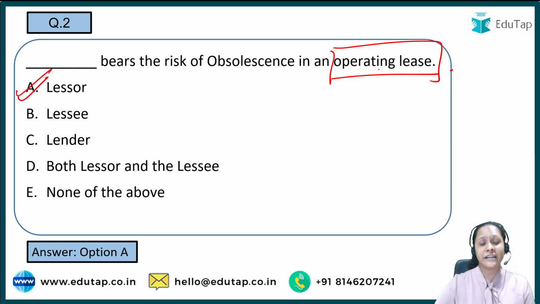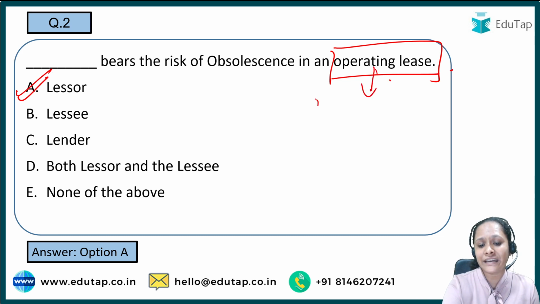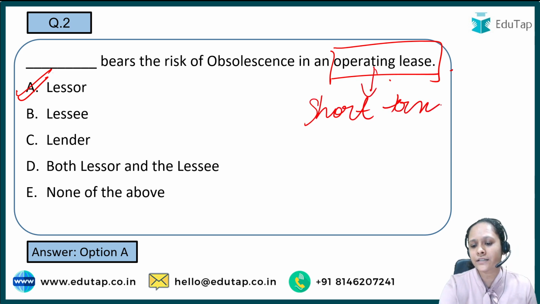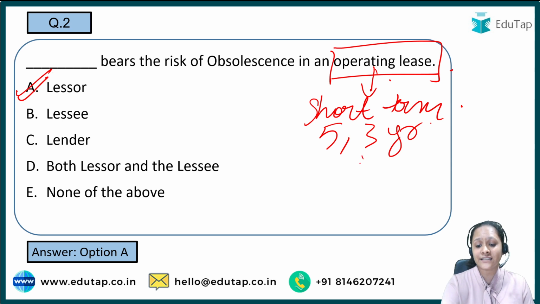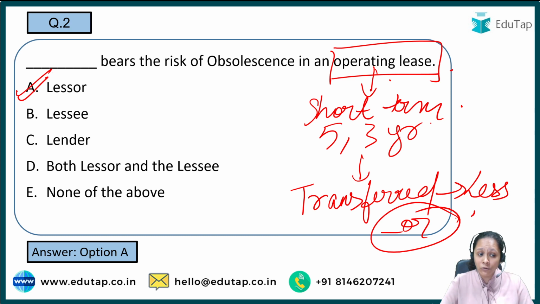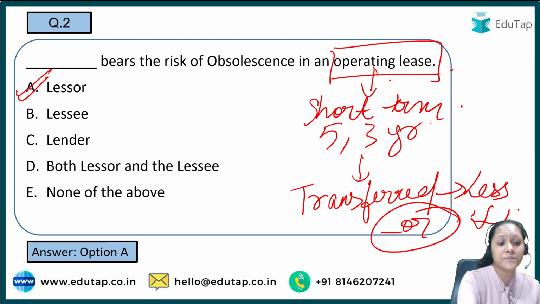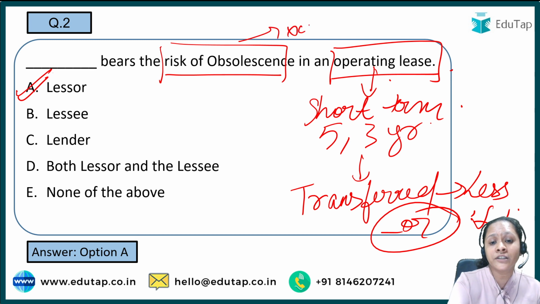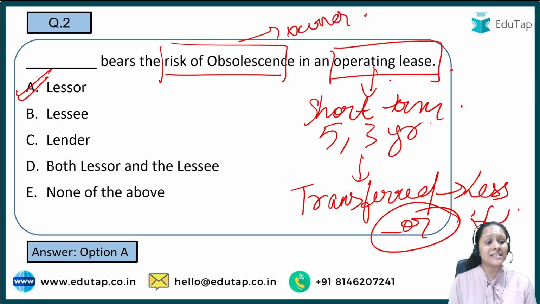Now, what is an operating lease? As I said to you in the previous slide, operating lease is a short-term lease. ठीक है, short-term lease जैसे 5 साल, 3 साल. In this case, the asset is transferred back to the lessor once the leasing period is over, तो which means किसके पास रह गई asset की rights, ownership, it is with the lessor. So depreciation का effect किस पे होगा, obsolescence क्या है, the risk of obsolescence would be borne by the owner. And who is the owner in case of an operational lease? It is the lessor. So the right option is lessor.